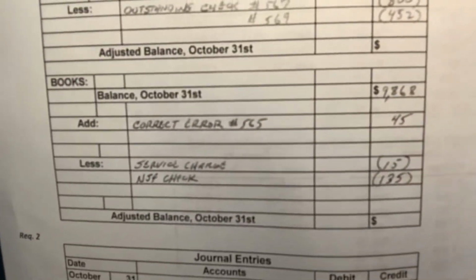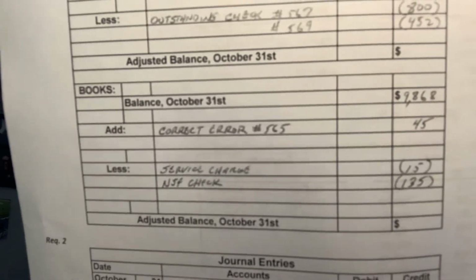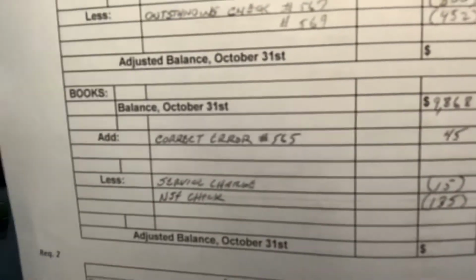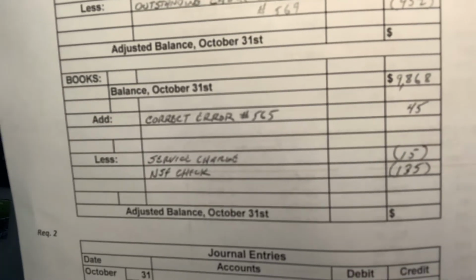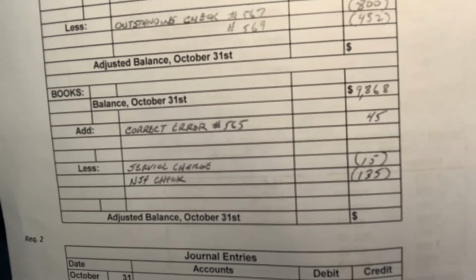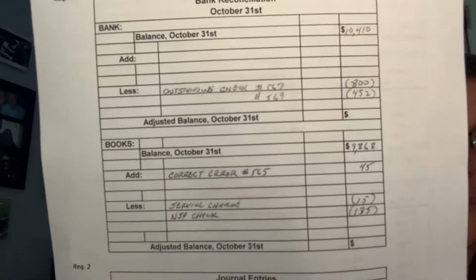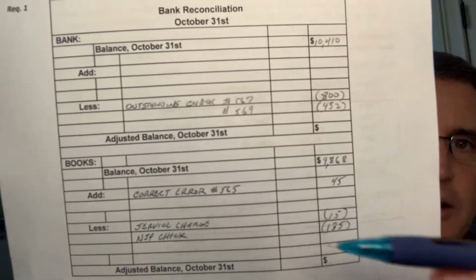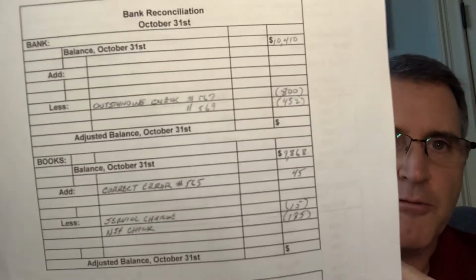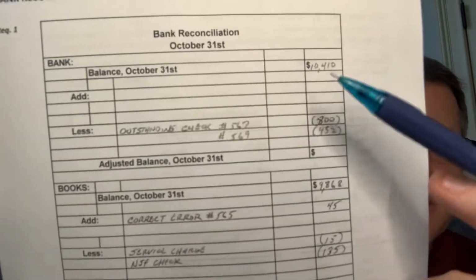So under the left side, we're going to put something like NSF check for what, $135. And we'll go ahead and put that under the less side of our books reconciliation. Now, again, do I have to make an entry for that? Well, again, the answer is yes, because basically any entries you're going to put down in the books area, you're going to have to make a journal entry for if the problem asks for it, okay? Any reconciliations up here that you do, there's no need for a journal entry because you've got your records right.